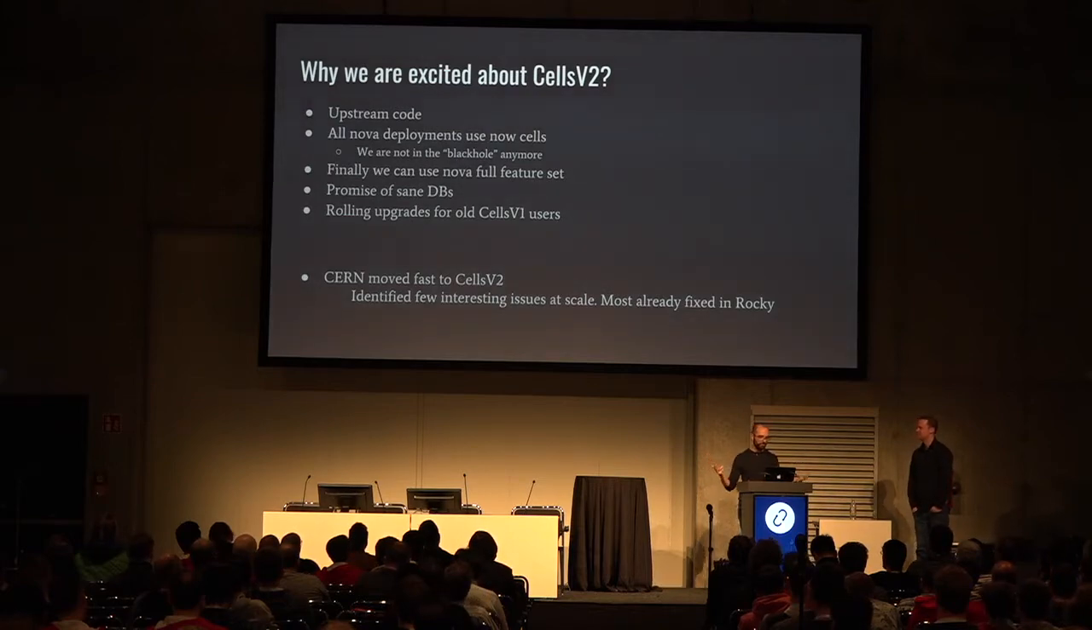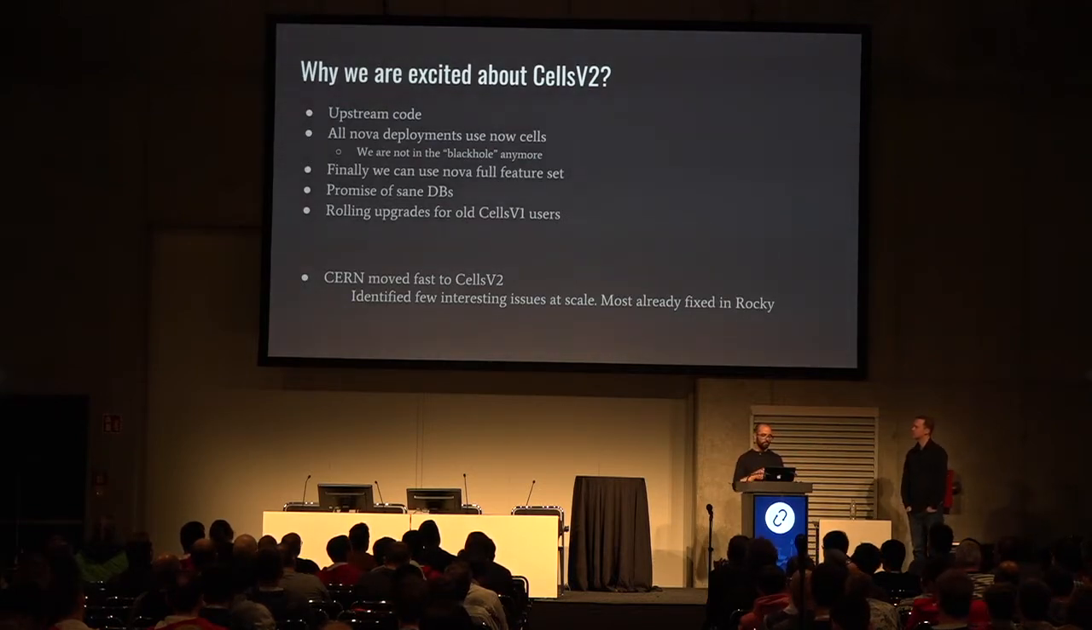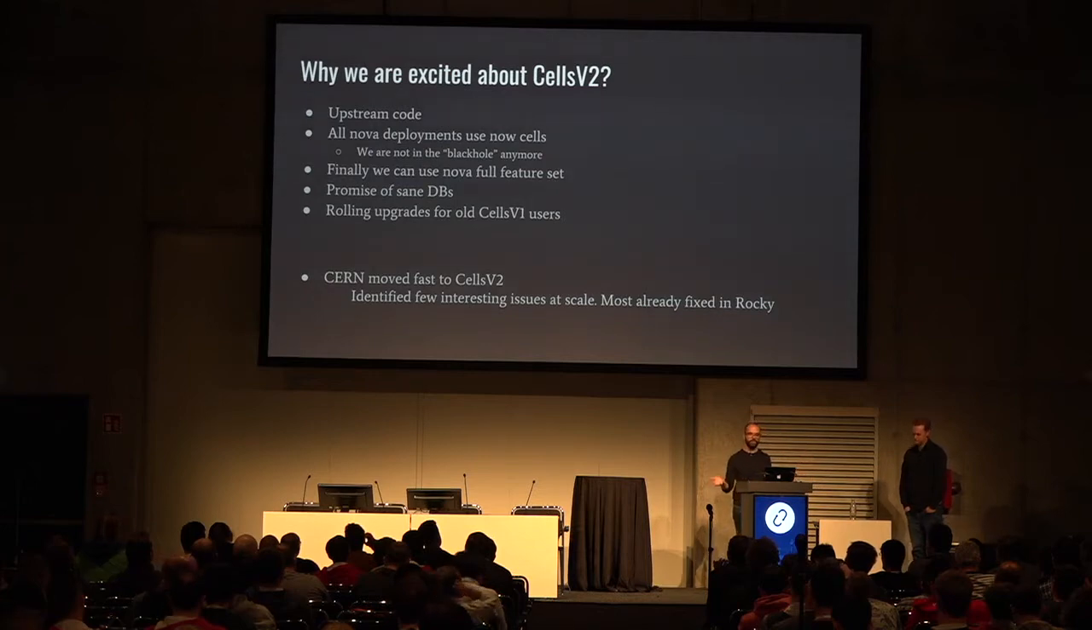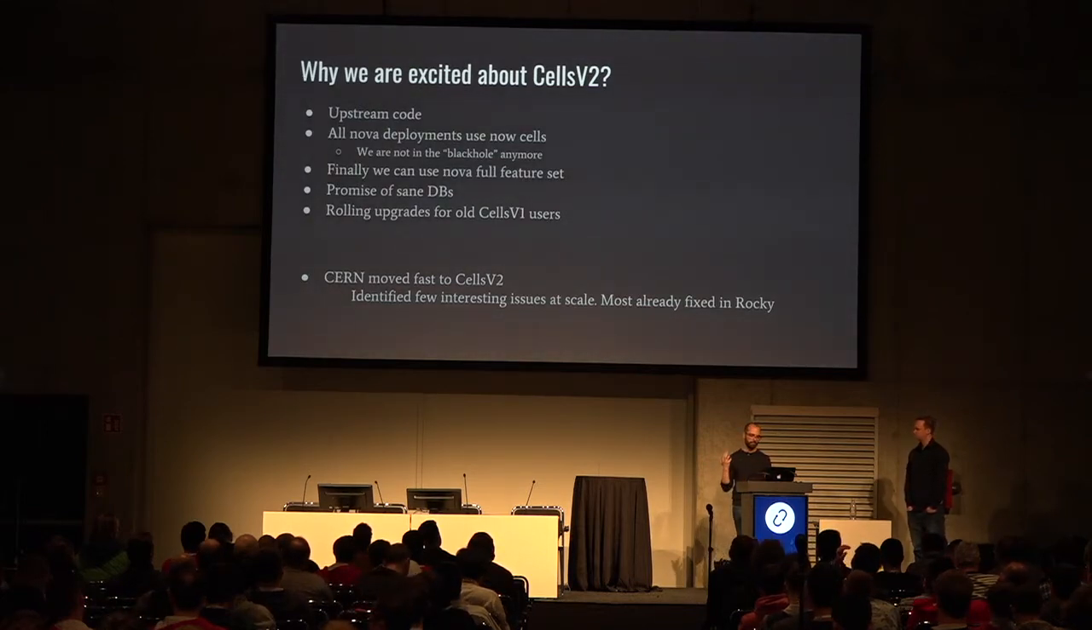Finally, we have the full feature set that we can use. We have the promise of the same DBs because there is no synchronization anymore between the top and cell DBs. Actually, this concept doesn't exist anymore. And you can now, with CellsV2, do rolling upgrades that in the past, with CellsV1, were not possible. Basically, we needed to shut down the entire cloud, do the upgrade, and then pray a little bit and turn everything on and see if it was working. So we are so excited with CellsV2 and all these advantages that, if you notice, we moved very fast to CellsV2.